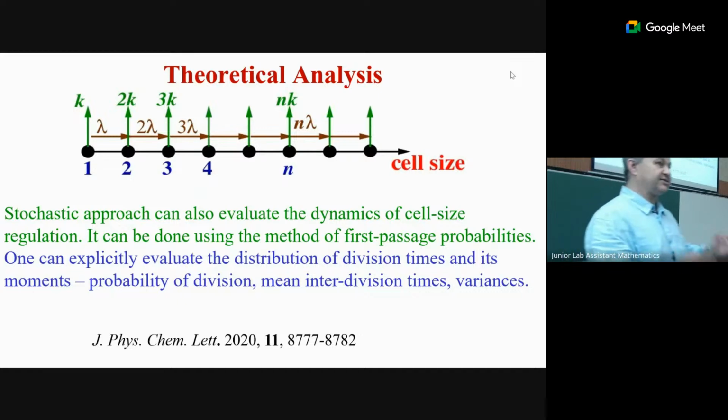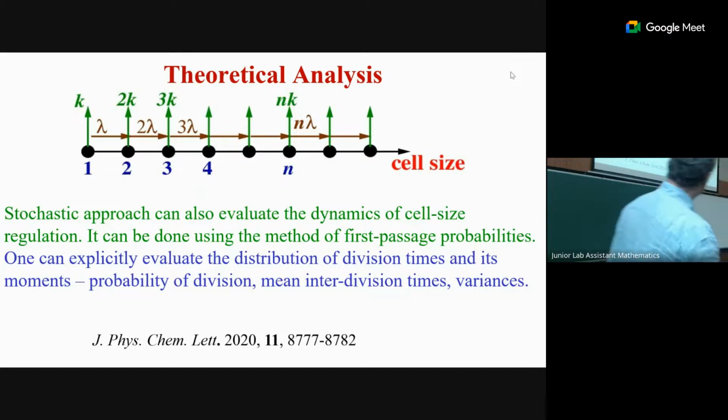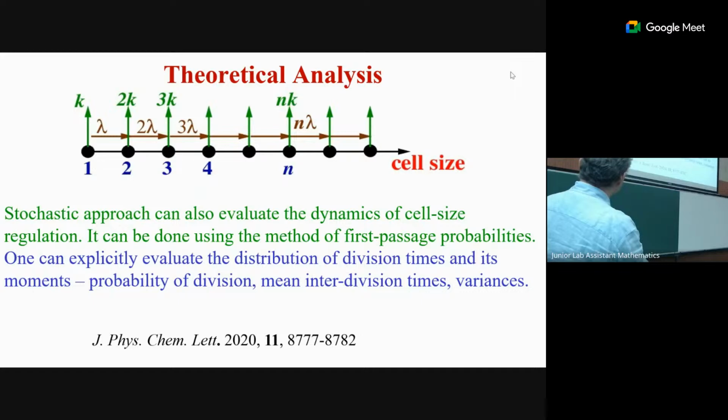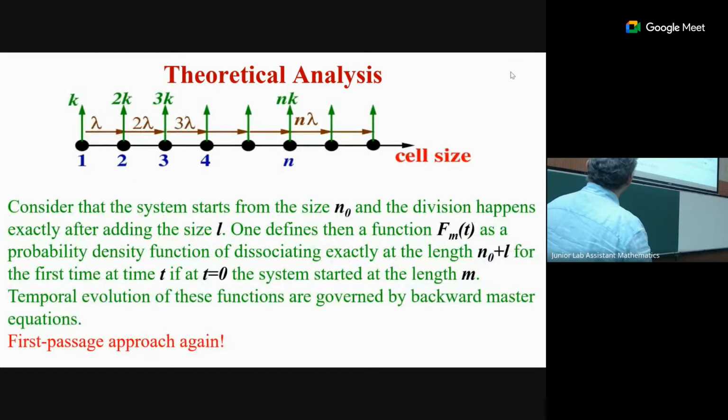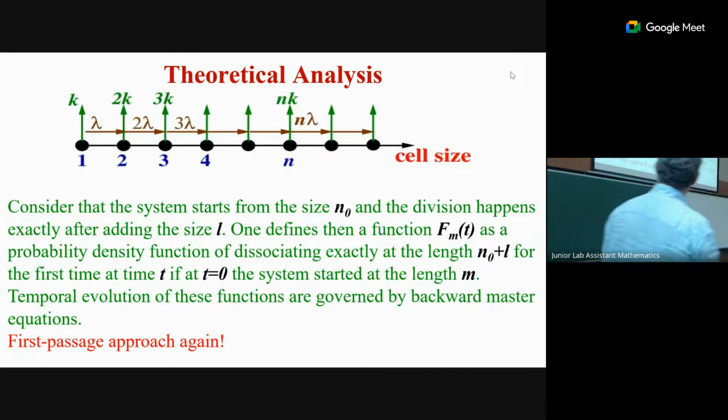The advantage of the stochastic model is not only that you can explain the spatial narrow distribution, the stochastic model can explain dynamics. Remember, it was the spatial narrow distribution as well as the dynamics of division. So you can explain division dynamics. And the way to do it is first passage. That's why we talked about first passage. It's not the only way to do it, but first passage is a very convenient picture.